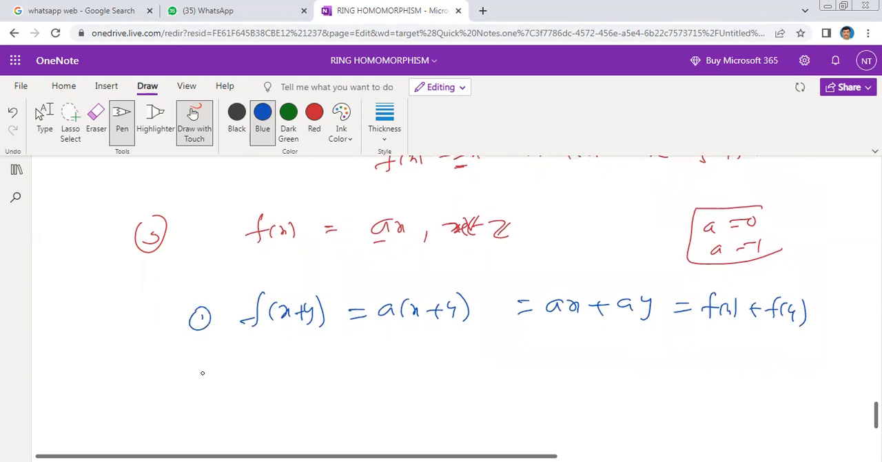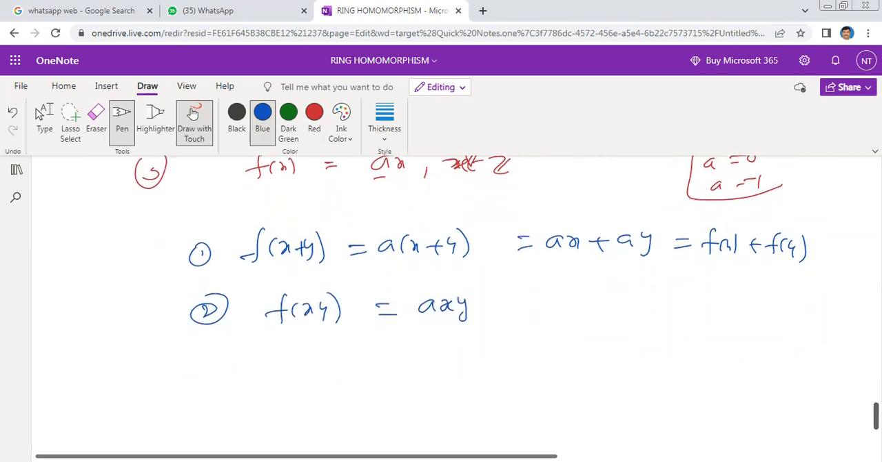Now the second condition: f of xy is equal to axy. But we cannot write this as ax into ay. So for what values is it a homomorphism? Can you find a value? I now want to find such values, if f is a homomorphism.